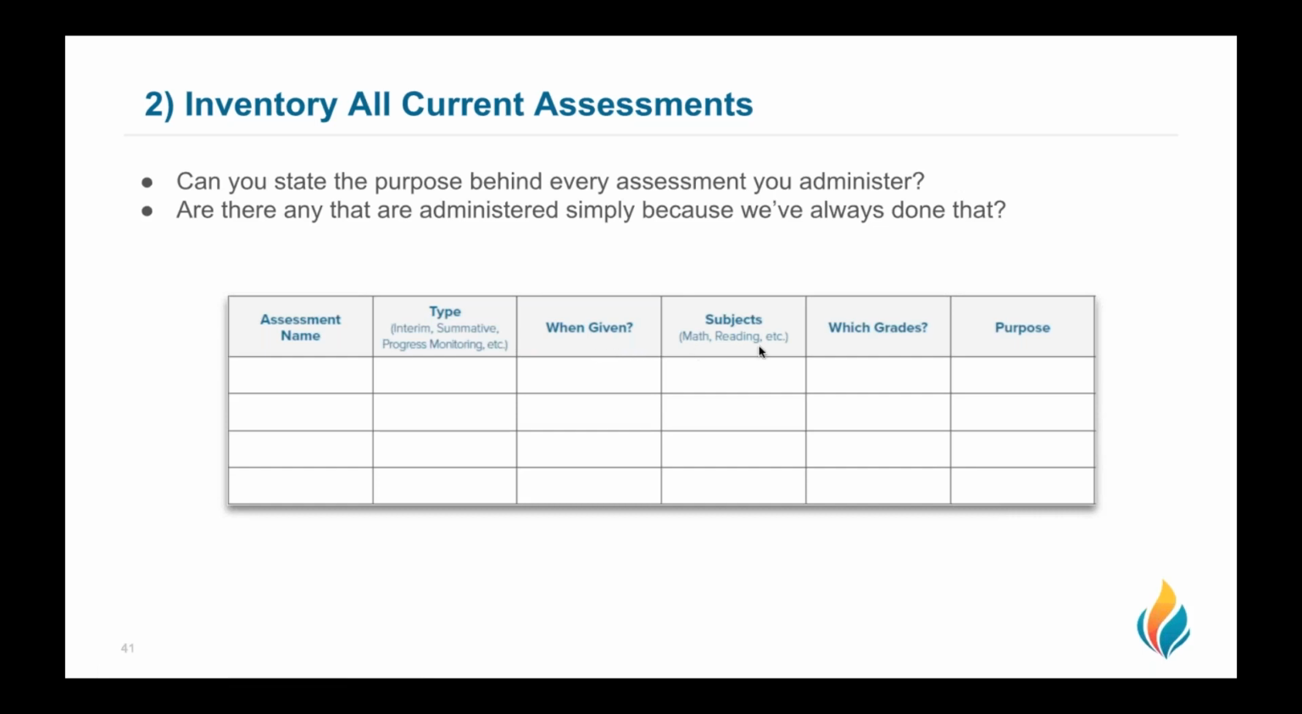When is it given, which area, which grades, and what is its purpose? And sometimes this is where you see the purpose doesn't necessarily align with what you called the type. But lay it all out there. It doesn't matter how many you have or how messy it looks. Putting it in this chart is going to help get you started with organizing this. And this is where you really go through and evaluate: how many do we have? How many purposes are we serving? Are we being redundant and things like that?